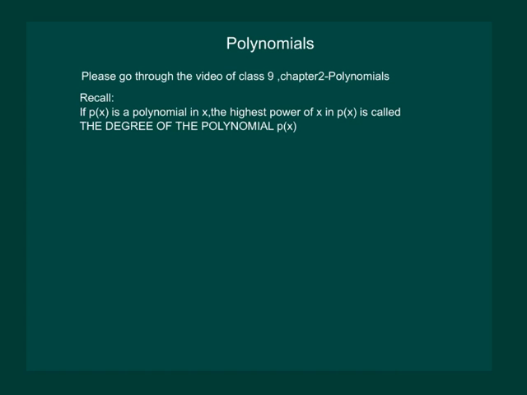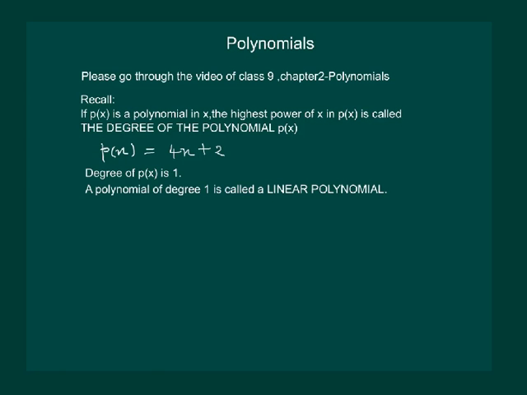We start by revising the degree of a polynomial p(x). If p(x) is a polynomial in x, say p(x) equal to 4x plus 2, then the highest power of x in p(x) is called the degree of the polynomial. In this case, the highest power of x is 1. So, the degree of this polynomial is 1. A polynomial of degree 1 is called a linear polynomial.